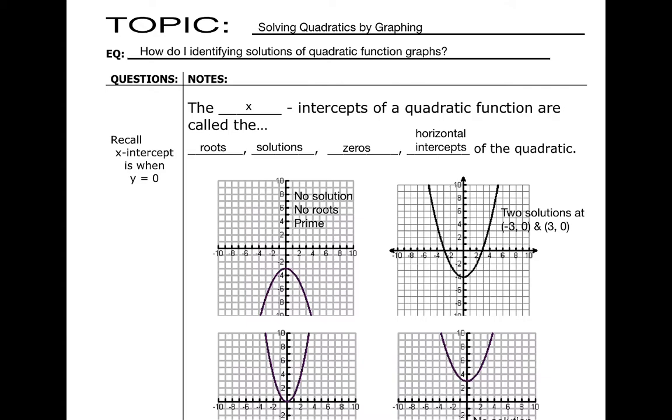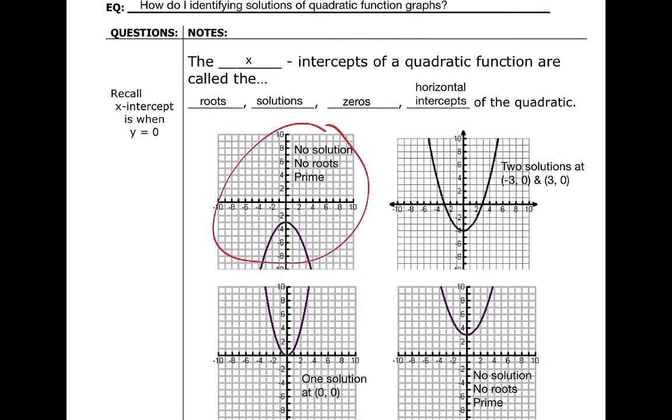This one right here doesn't have any solutions because this quadratic graph does not cross the x-axis. This is where our focus is this week. Where does the graph cross the x-axis? And it doesn't in this one. So in this case, there are no solutions, there are no roots. It is called prime.